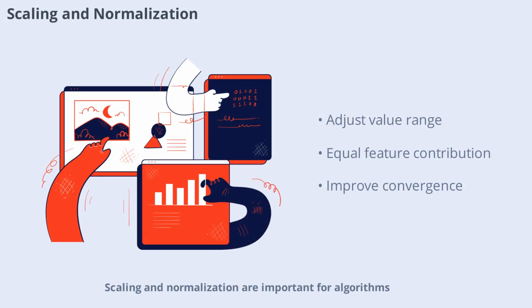Scaling and normalization are important for algorithms that are sensitive to the range of data. Scaling adjusts values to a specific range, such as 0 to 1, while normalization ensures that all features contribute equally to the analysis. These techniques help prevent features with larger values from dominating the results and improve model convergence.